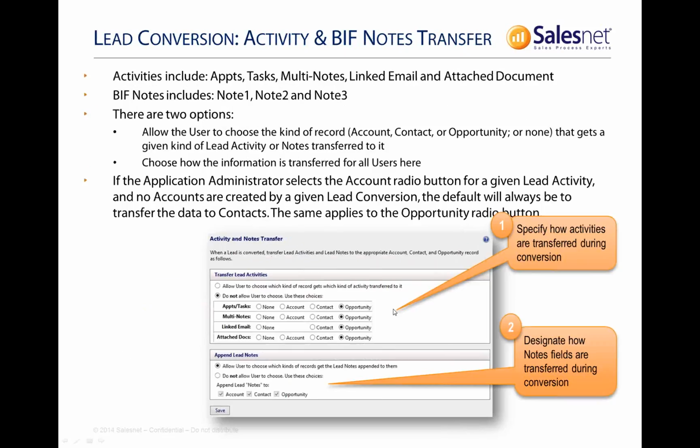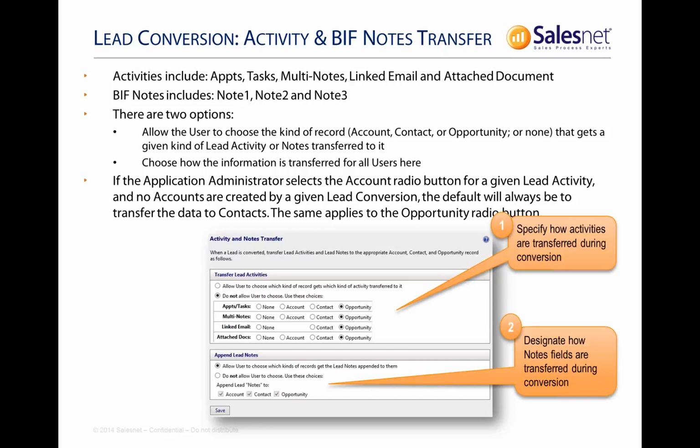So then the next thing is what we mentioned about activities and notes. If somebody puts notes in or they attach docs, put appointments on a lead, then when we convert, we want to retain all that history on the conversion, so we can designate where it goes. And I would say 90% of the time we attach stuff to the opportunity, because that's where we're going to be working day in and day out, in that opportunity record.